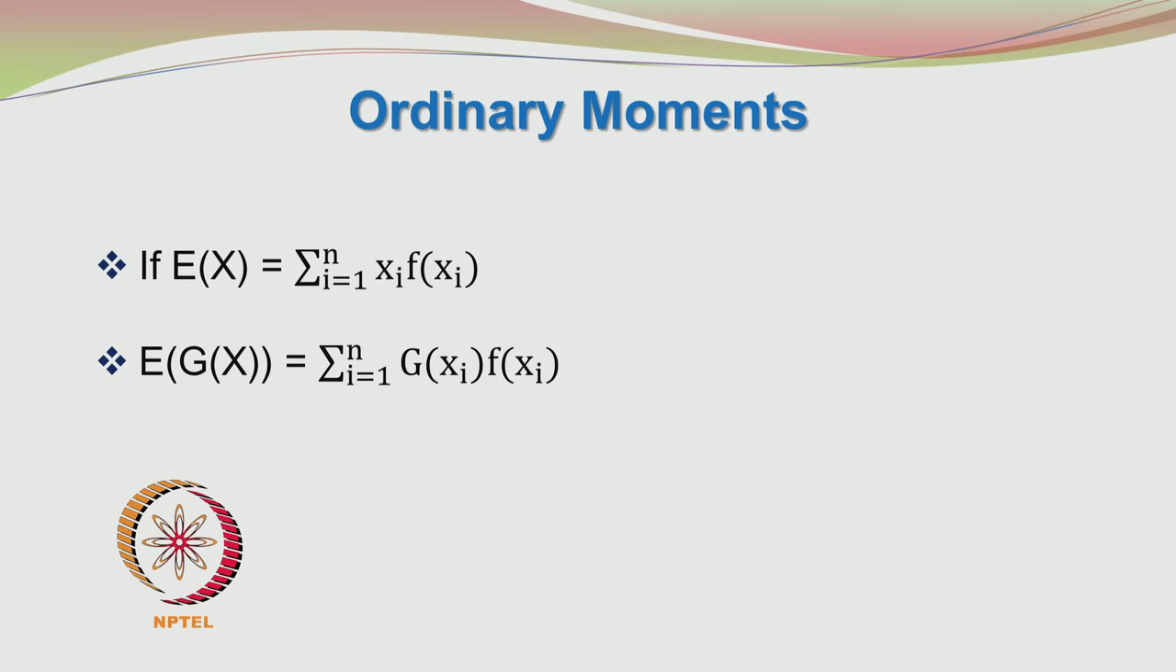So, the expected value of x is given by sigma i is equal to 1 to n xi f of xi. This is called as the first ordinary moment. In general, expected value of g of x is equal to sigma i is equal to 1 to n g of xi into f of xi. Okay. Here you had random variable x, so you put xi here. Here you have g of x, and so you put g of xi here. The function defined by the random variable is implemented on xi inside the summation.